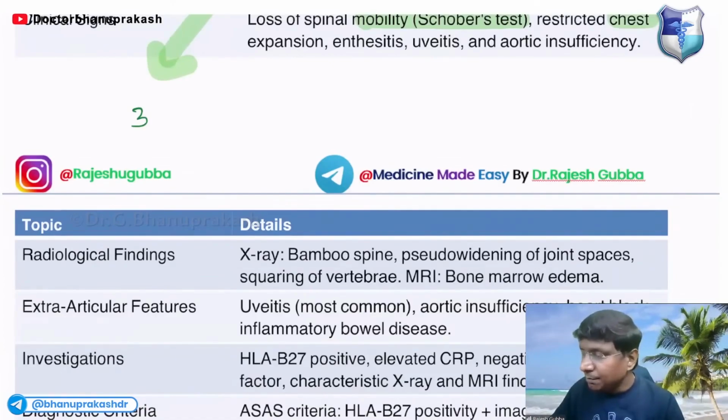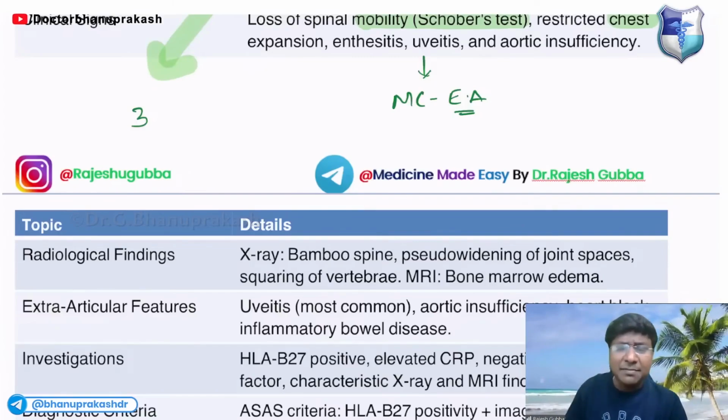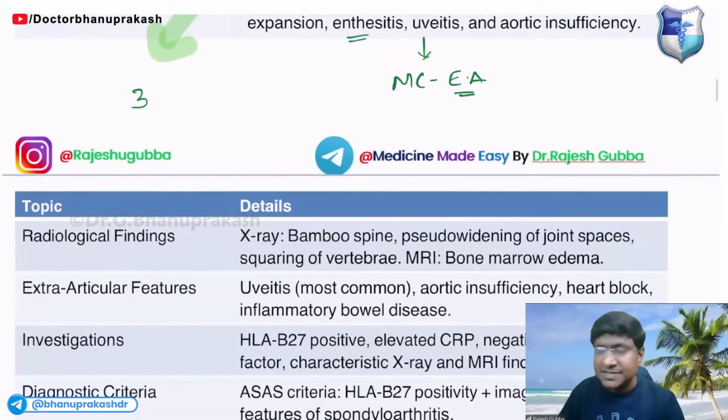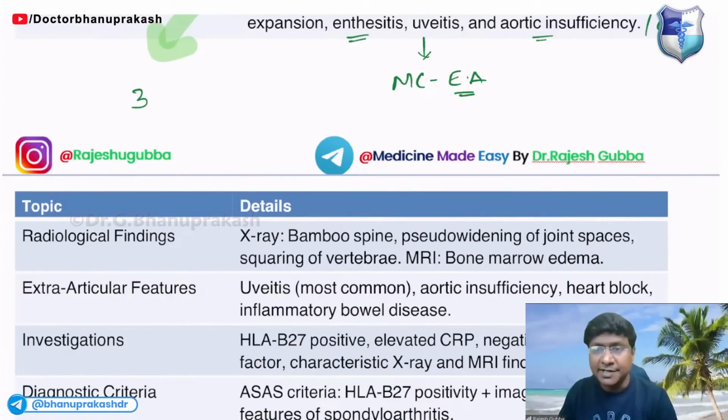And what is the most common extra-articular manifestation? The most common extra-articular manifestation in ankylosing spondylitis will be anterior uveitis. Apart from anterior uveitis, the other features that you will have are enthesitis, and in the heart there will be aortic regurgitation or aortic insufficiency. These patients can also develop complete heart block, and that is because of the AV nodal block. That is ankylosing spondylitis, right?